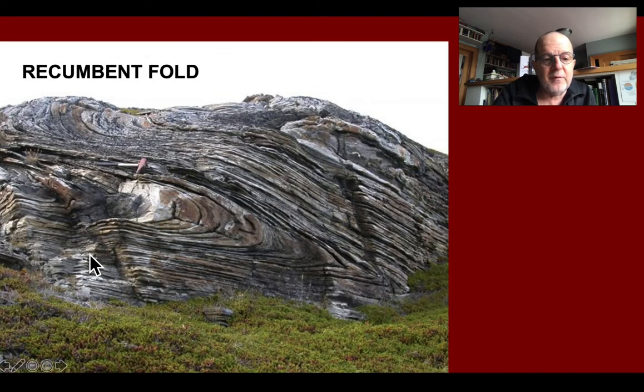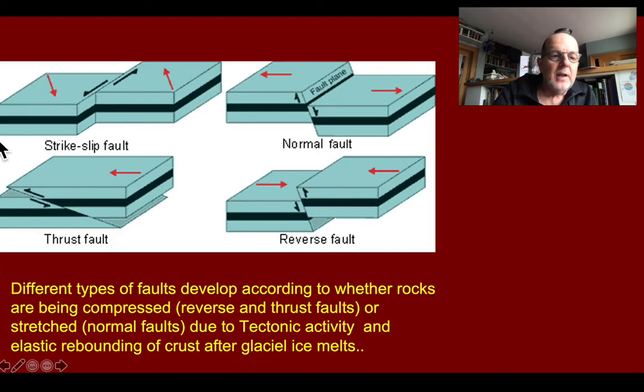This is a recumbent fold. We looked at this in the Metamorphic Rock video. This is recumbent, as if you were doing a child's pose in yoga. And again, strike-slip, transform. Normal fault, divergent plates. Reverse fault, convergent plates. Strike-slip, thrust fault, convergent plates. The different types of faults develop according to whether rocks are being compressed, reversed or thrusted, or stretched due to tectonic activity and elastic rebound of crust after glacial ice has melted.